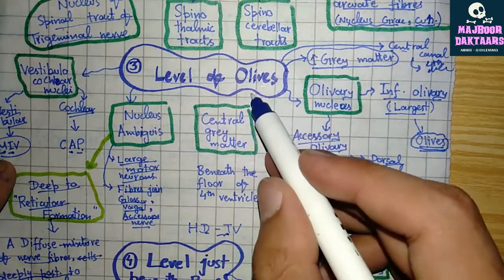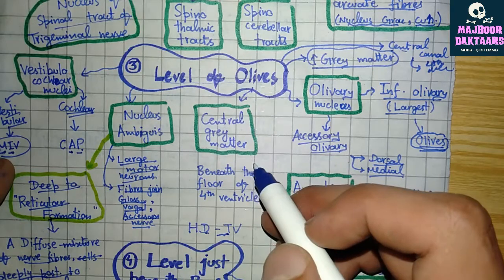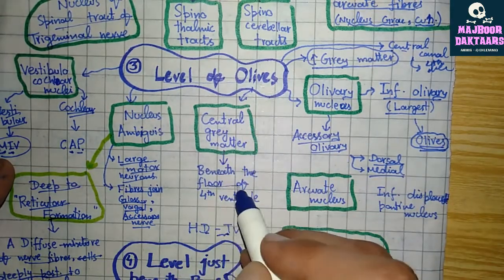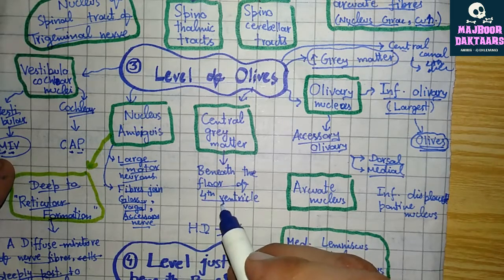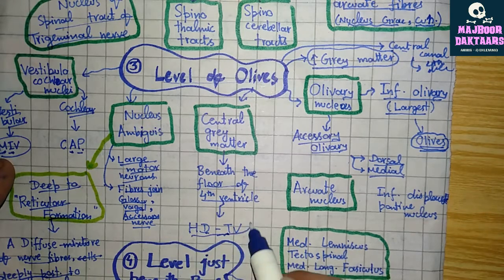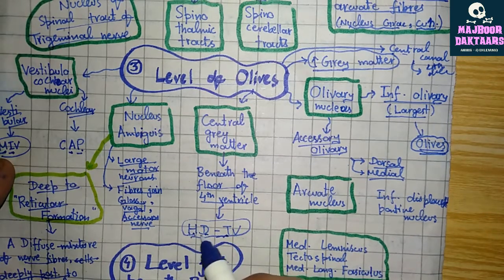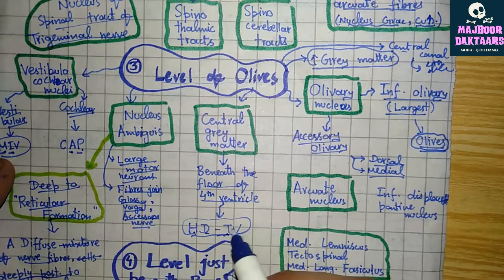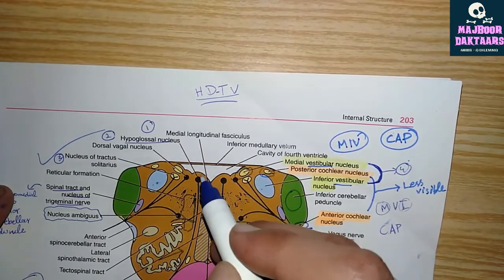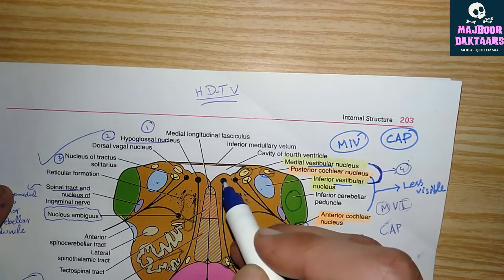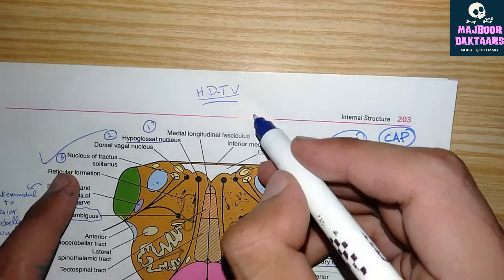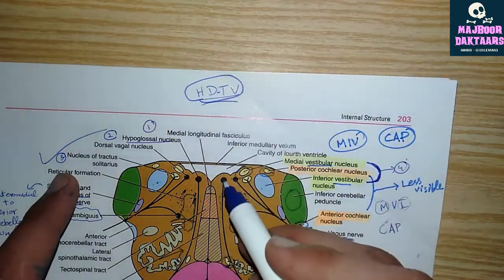Now talking about the central grey matter of the olives. Central grey matter is present beneath the floor of the fourth ventricle, and it contains, if we move from medial to lateral aspect, 4 types of nuclei. The mnemonic for which is HDTV, the high definition TV, television. Here is the floor of the fourth ventricle, and beneath are present the nuclei of the central grey matter. Now we have made the mnemonic HDTV.